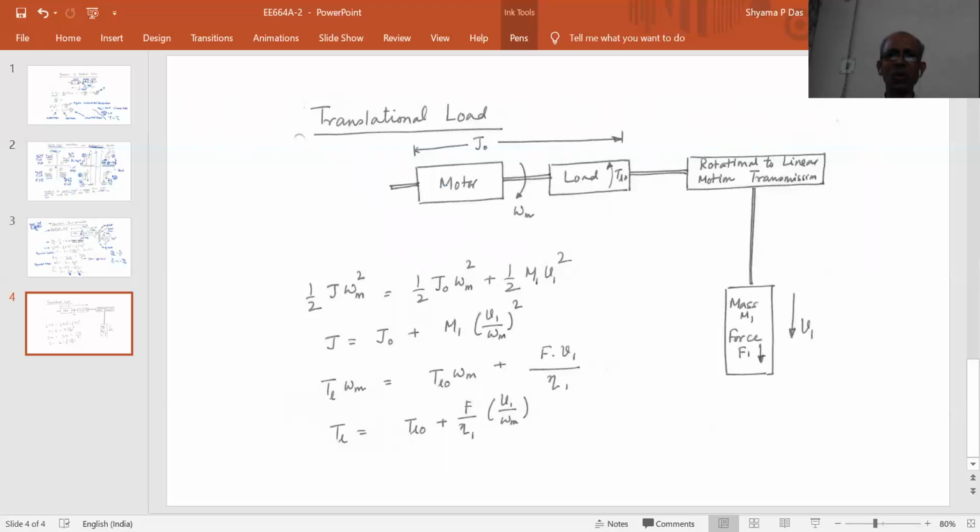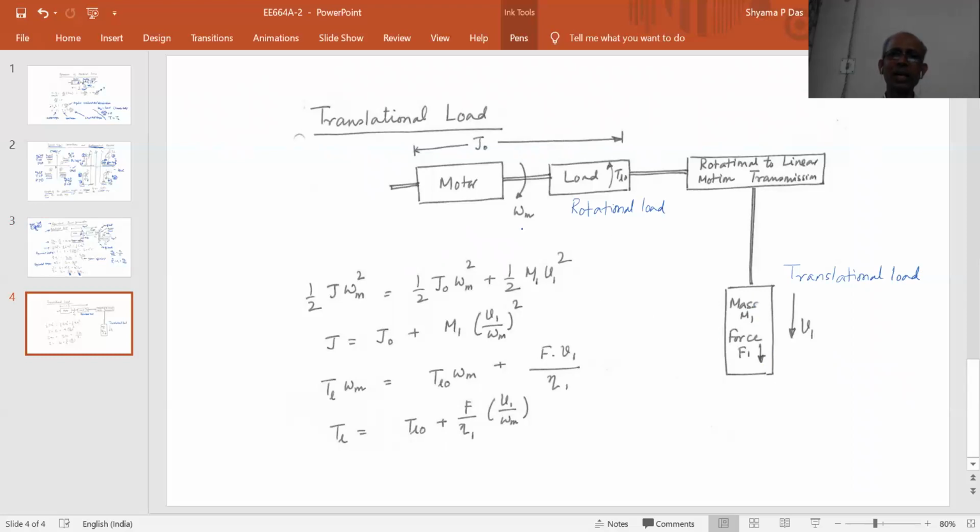So we have the motor supplying two loads. One is a rotational load. And the second one is a rotational to linear motion transmission. This is a translational load. This is either going up or going down.